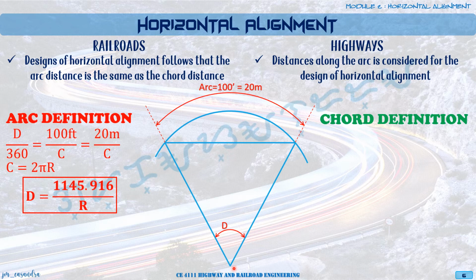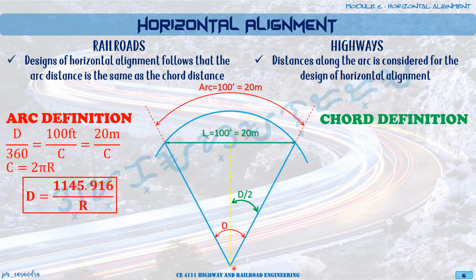Okay, so next we have your chord definition. For the chord definition, we are now going to define the degree of curvature. Instead of the arc, we are going to use now the length of the chord. So let's say we have a length of chord which is at 100 feet or 20 meters. So this length now of chord will also have an equivalent degree of curvature. So in order to solve now for the degree of curvature in terms of our radius, we now consider this triangle.